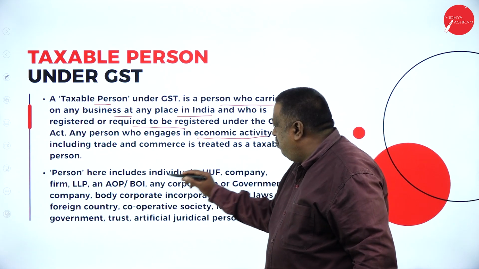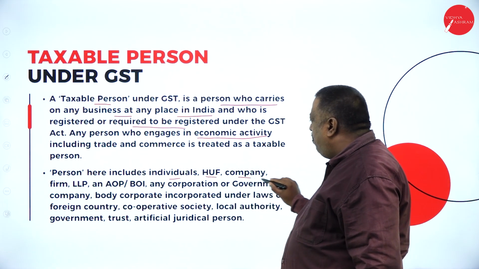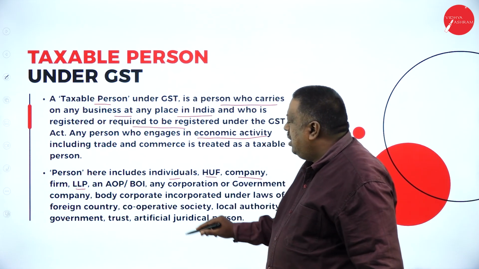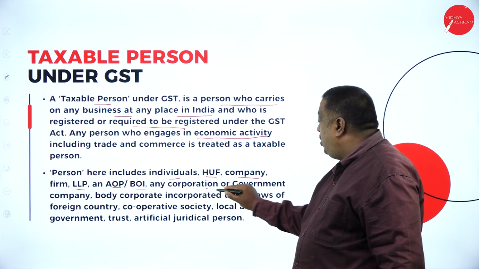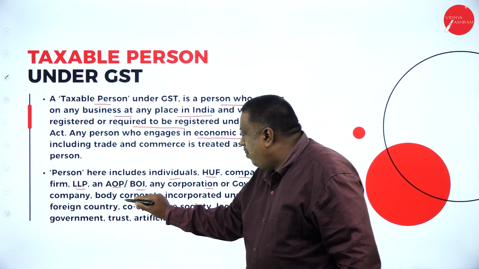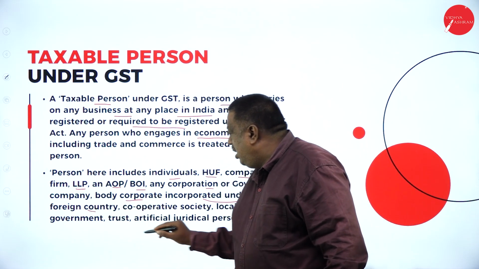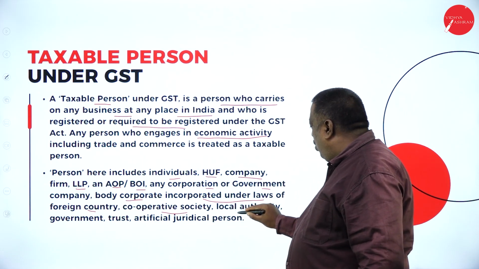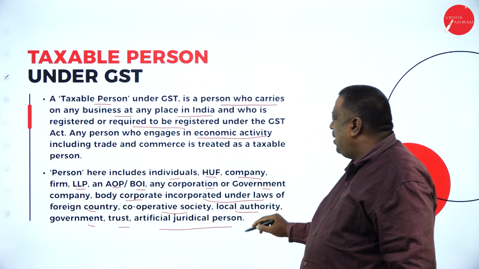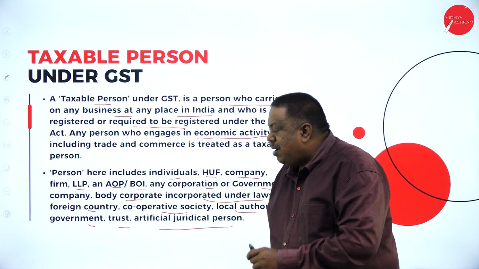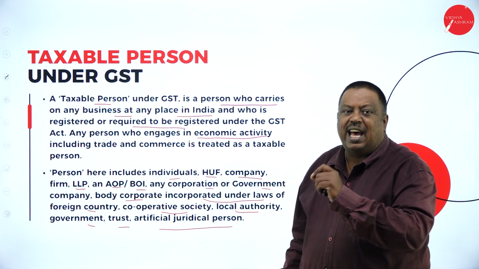A person here means an individual, HUF (Hindu Undivided Family), company, limited liability partnership, association of persons, body of individuals, any corporation, government company, body corporate incorporated under the law of a foreign country, cooperative societies, local authority, government, trust, artificial juridical person. These are called persons under the GST 2017 Act.